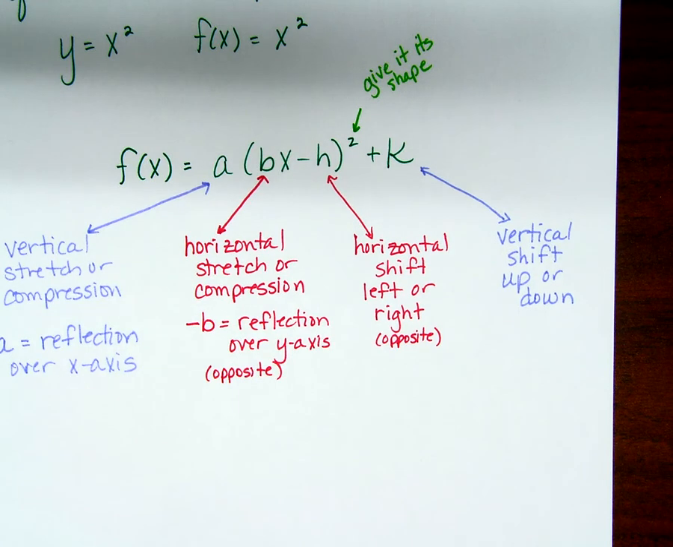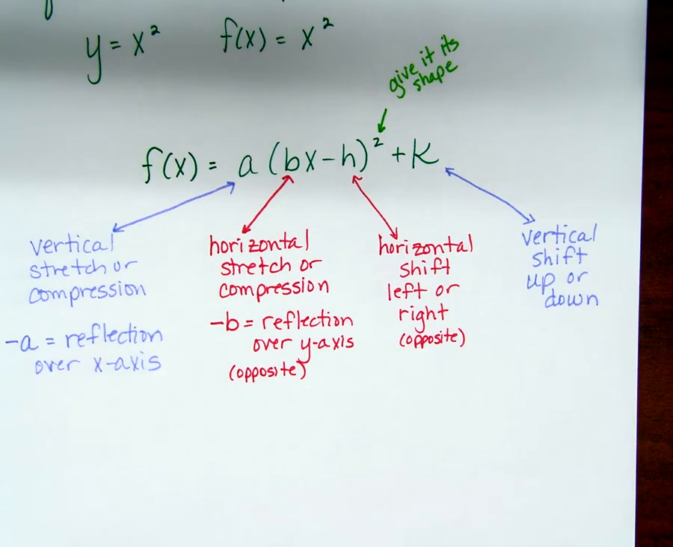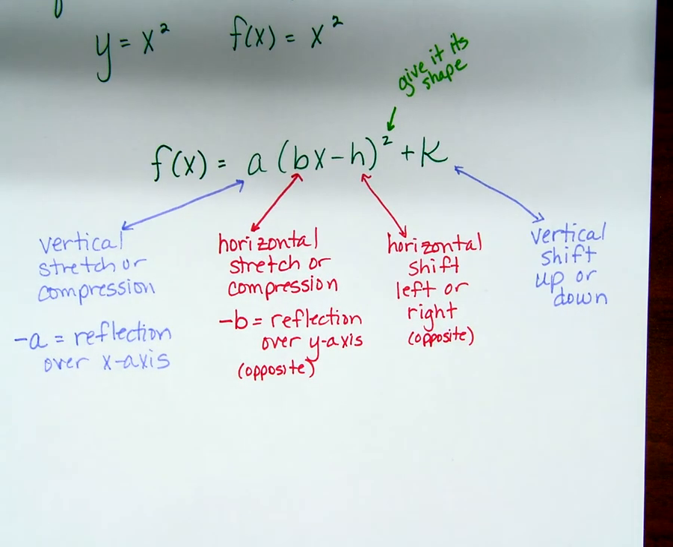Because the squared is there. You know it's x squared. You know it's a quadratic. You know it's going to make a parabola, right? You okay with that? Any questions about that?